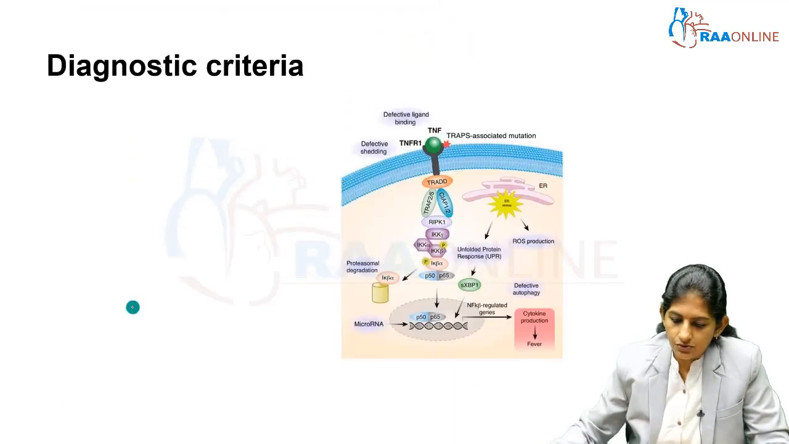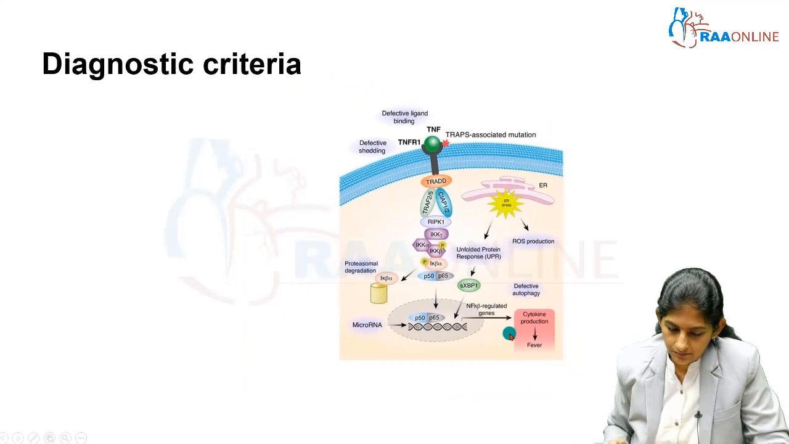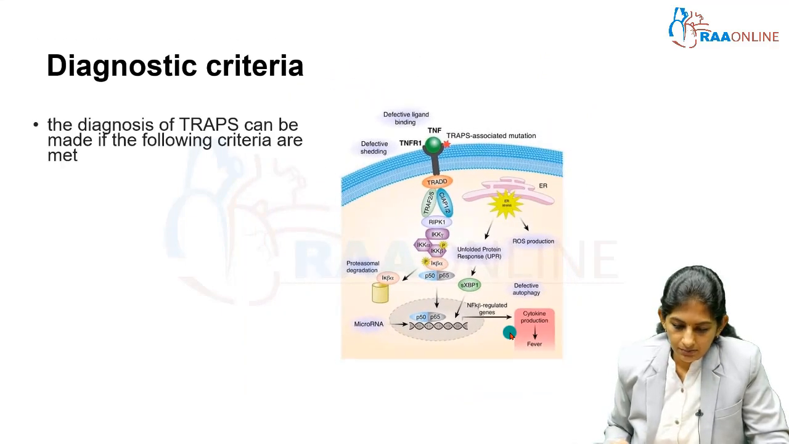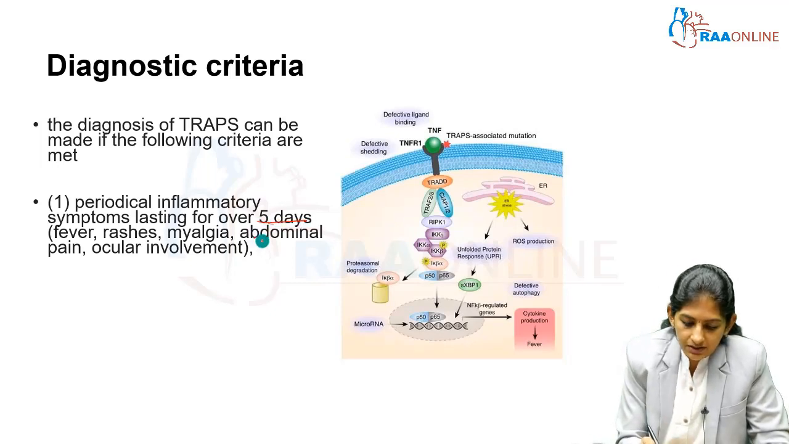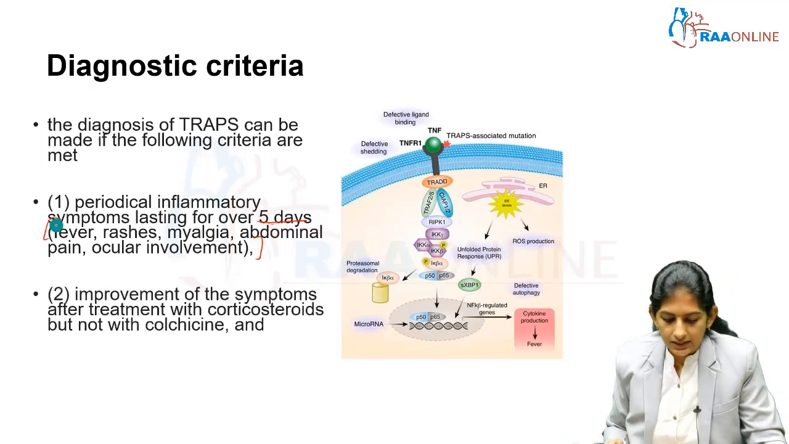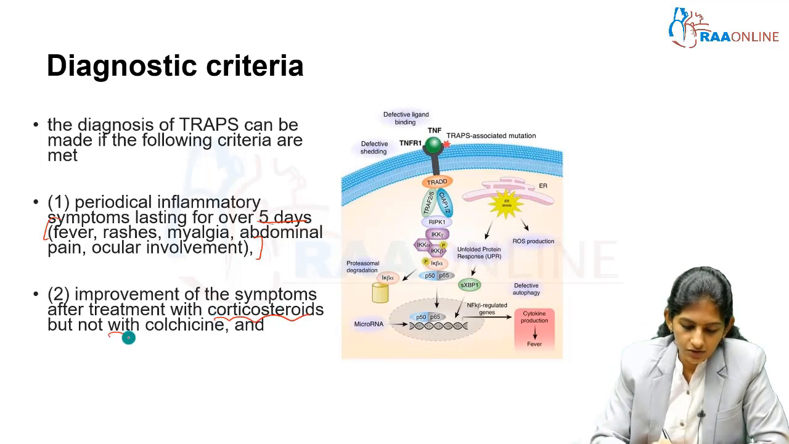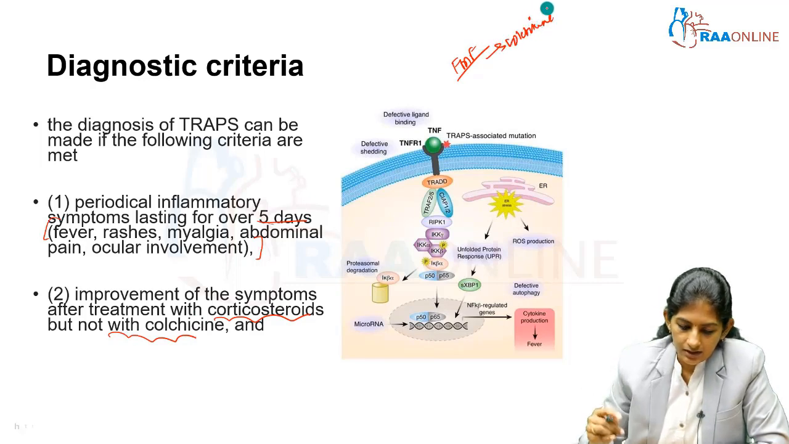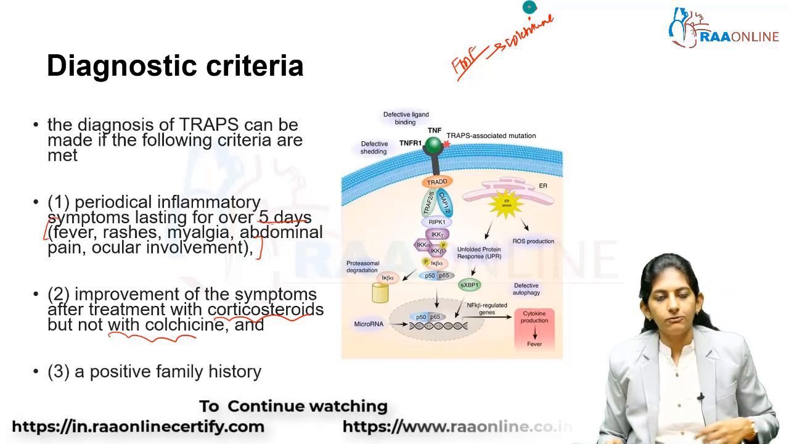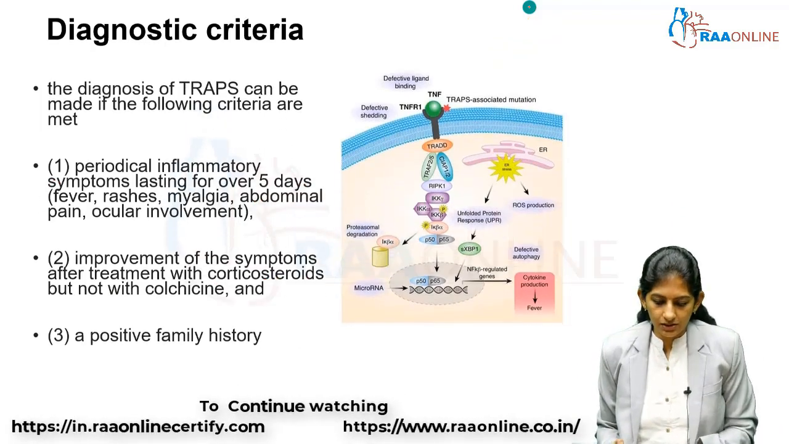So, TNF receptor associated periodic syndrome (TRAPS): a mutation causing uninhibited production of cytokines resulting in fever. The diagnosis of TRAPS can be made if the fever is present for more than 5 days, typical fever. The improvement of the symptoms is with corticosteroids and not with colchicine. So, only FMF has a wonderful response to colchicine. And the third criterion will be a positive family history, because TRAPS is inherited in an autosomal dominant manner.